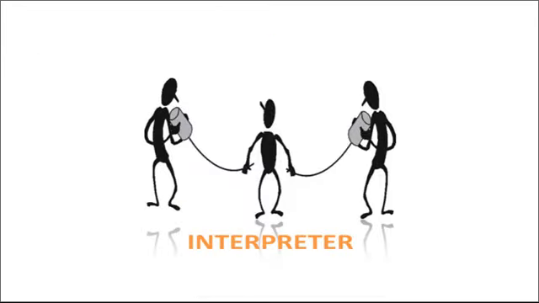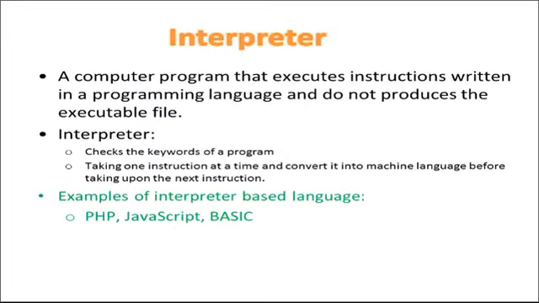The third type of software is called an interpreter. An interpreter is also used for converting a high-level language program into machine language. A computer program that executes the instructions written in a programming language and does not produce an executable file is called an interpreter. The basic difference between the compiler and the interpreter is that the interpreter does not create an executable file.